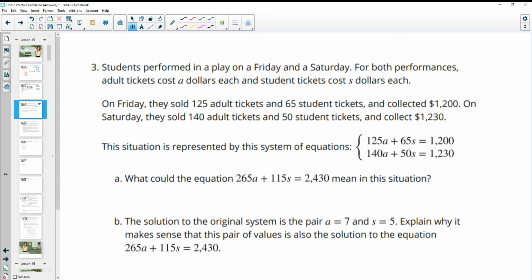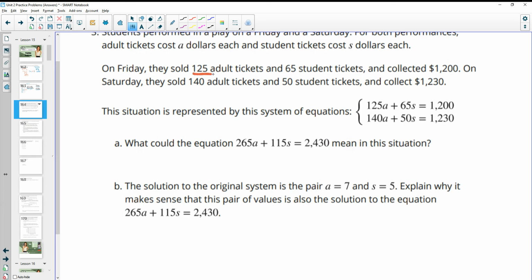Number 3, students performed in a play on a Friday and a Saturday. Both performances, there were adult tickets that cost $A and student tickets that cost S. On Friday, they sold 125 adult tickets and 65 student tickets, and they collected $1,200. Then on Saturday, they sold 140 adult tickets and 50 student tickets, and they collected $1,230. So then they give us this equation that represents that situation. So 125 adult tickets plus 65 student tickets gave us $1,200. 140 adult plus 50 students equaled $1,230.